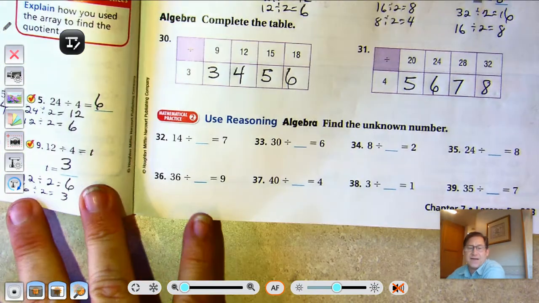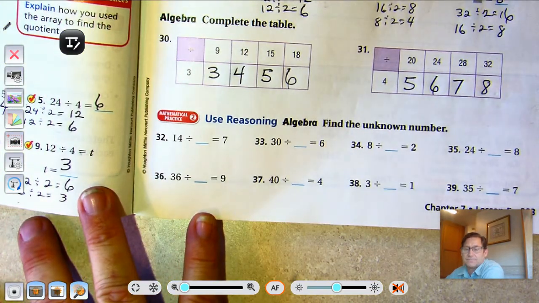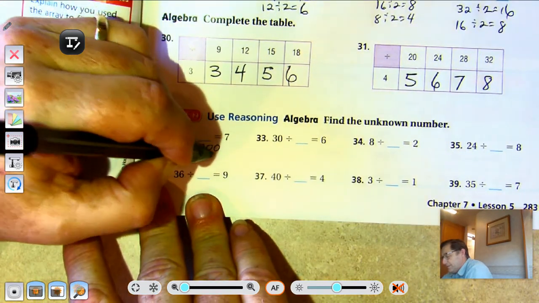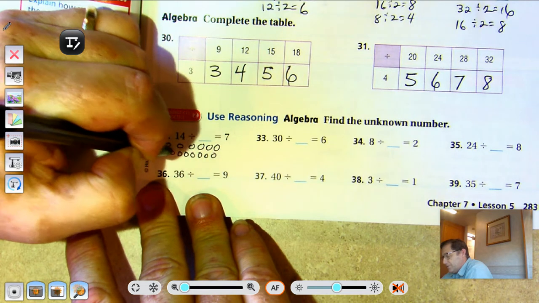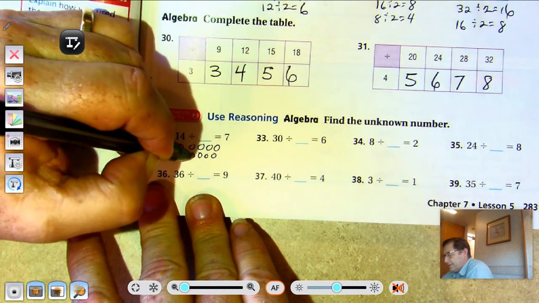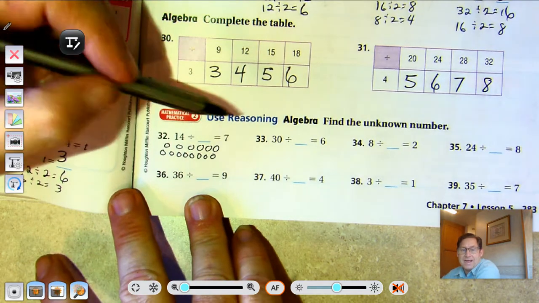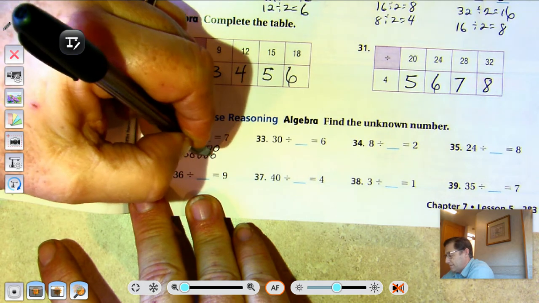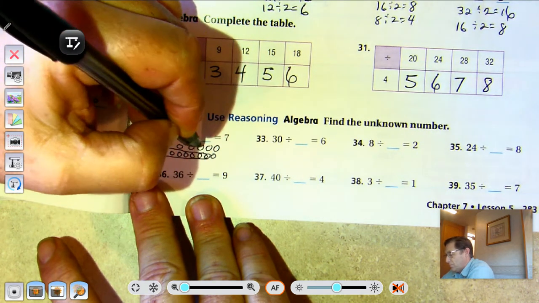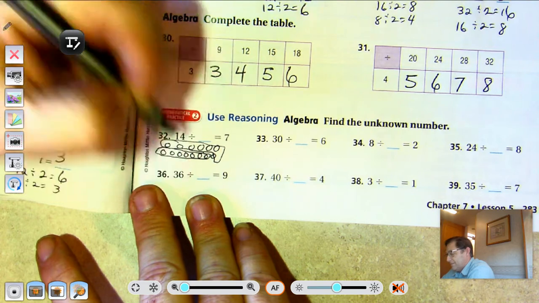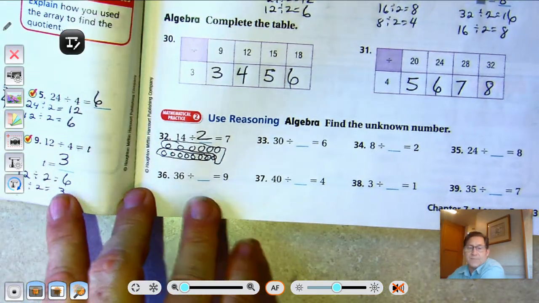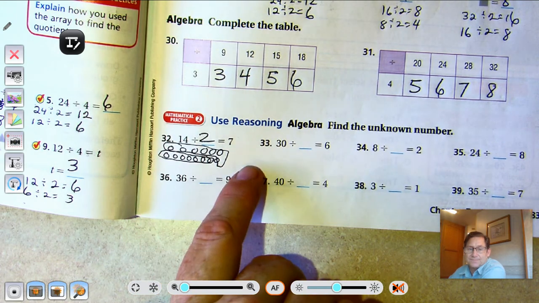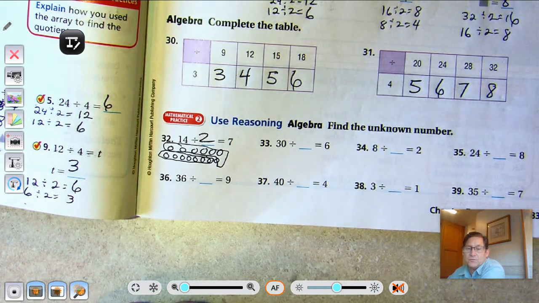All right, 14 divided by something equals 7. All right, let's put 14. 2, 3, 4, 5, 6, 7, 8, 9, 10, 11, 12, 13, 14. 2, 4, 6, 8, 10, 12, 14. And we're going to have 7 in each group. So 2, 4, 6, 7, 2, 4, 6, 7. So 2. 14 divided by 2. I drew 14 counters, circled groups of 7, and that tells me that they have two groups.